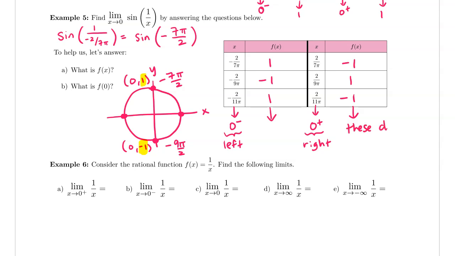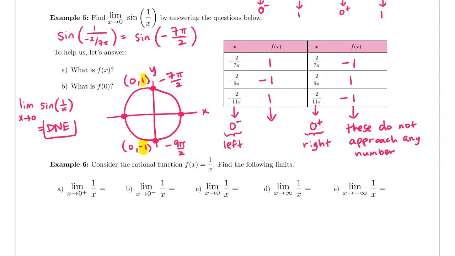So these do not approach any number. So what does that mean then? Our limit as x approaches 0 of the function sine of 1 over x does not exist. And go ahead and explore a graph to see what that looks like and why it does not exist.